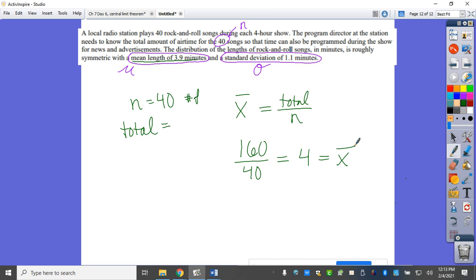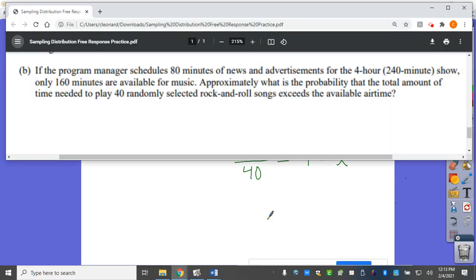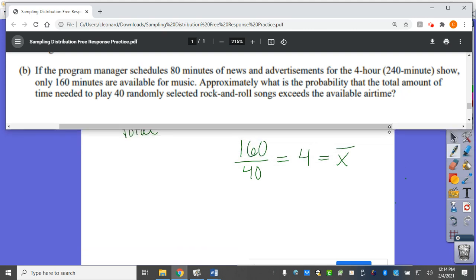So now I actually want to use this one to find: approximately, what is the probability that the total amount of time needed to play the 40 randomly selected rock and roll songs exceeds the available airtime? So that would mean our mean is what? Because of this word, we're finding the probability that our X bar is what? Because of this.